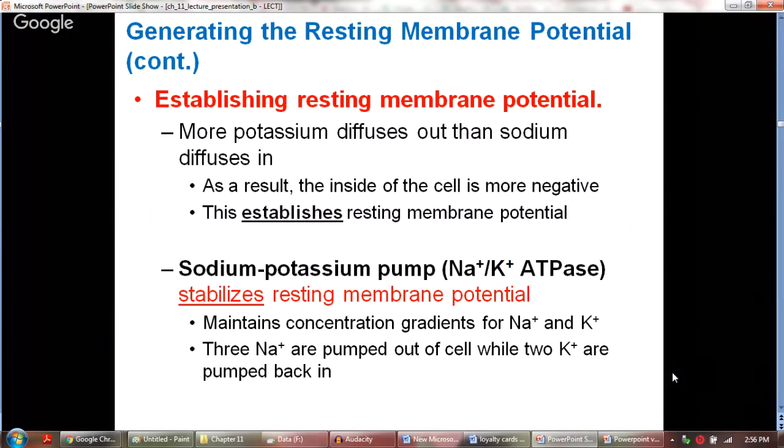The other key aspect is the sodium-potassium pump. Once the resting membrane potential is created, the pump stabilizes it. That's why I highlight the word stabilizes, because that's what the sodium-potassium pump does, which means it maintains the concentration gradient for sodium and potassium. How? It pumps 3 sodium out from inside to outside, while 2 potassium are pumped back into the cell.